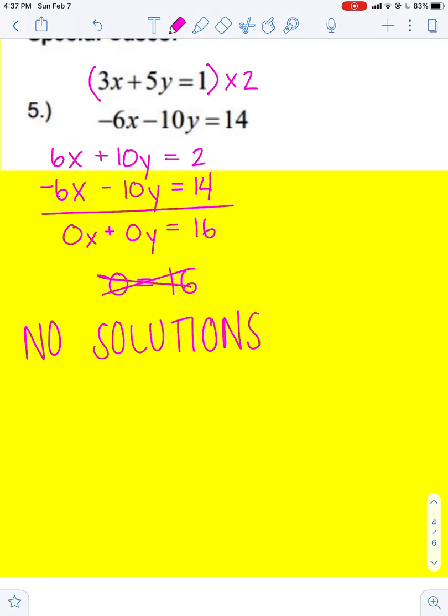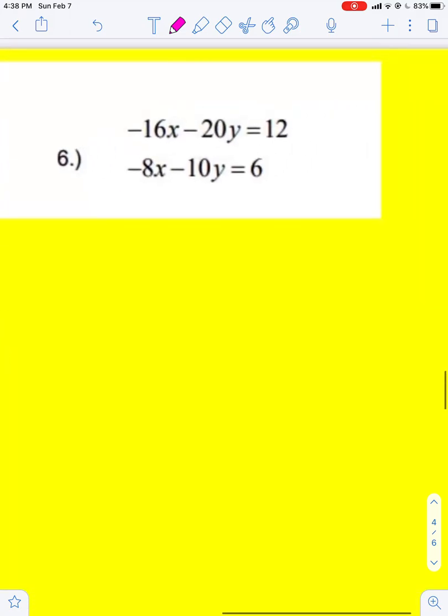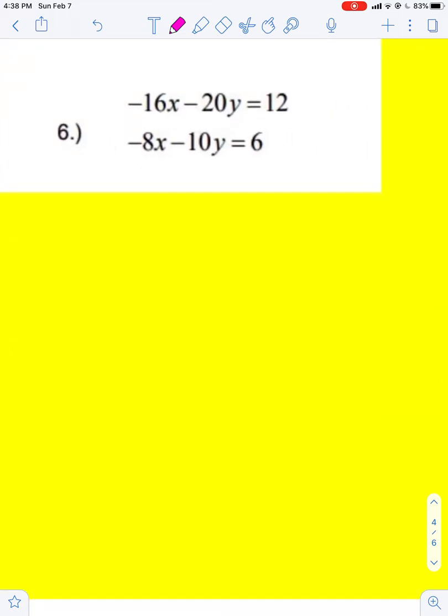So if you get two numbers equal to each other that are not, then you have no solutions for your answer. Like, it'll always be 0, but like 0 equal to 4, that's no solutions. 0 equal to 3, no solutions. Things like that. So coming over here, we're going to look at one that's kind of similar.